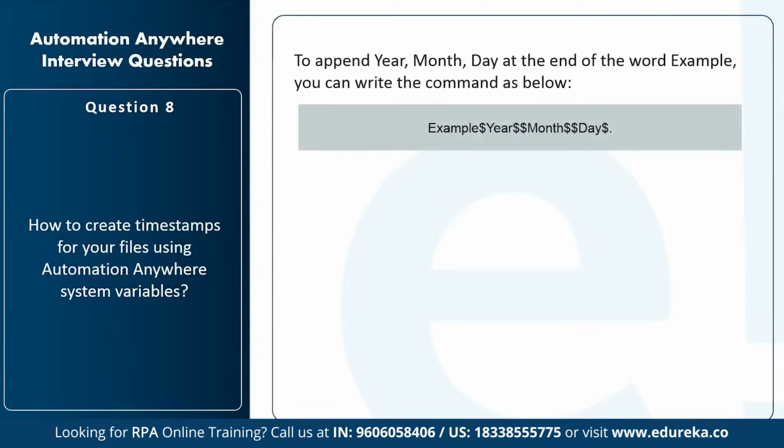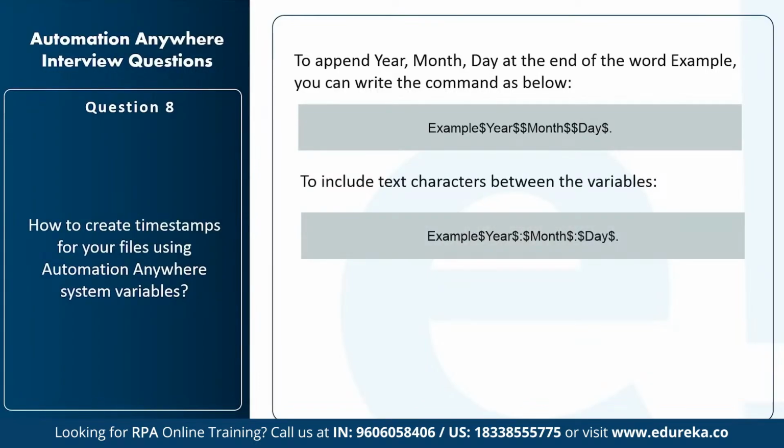So for example, if you want to append the year, month, date at the end of the word example, you can write the command as example $year$, $month$, $day$, and $. Now if you want to include the text characters between the variables, what you can simply do is you can mention example $year$, $colon$, $month$, $colon$, $day$, $. So basically colon is the text character that I want to include between the variables.